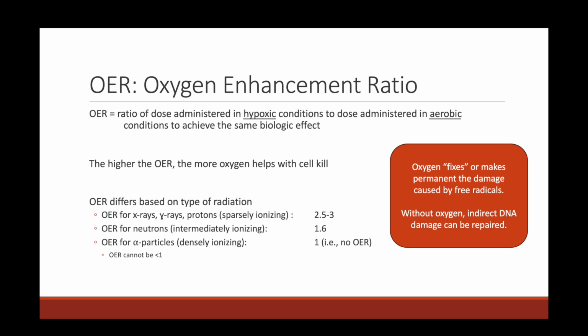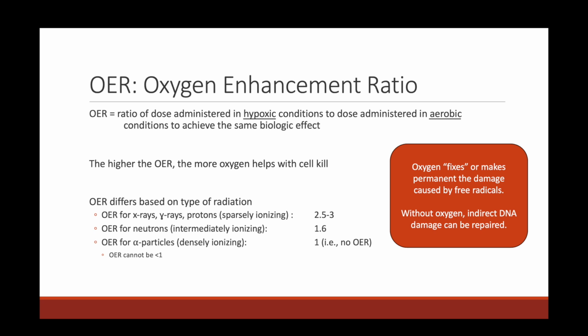So if oxygen is playing a huge role in helping the radiation to work better, then we're going to have to give less dose in aerobic conditions, decreasing the denominator, and we're going to have to give more dose in hypoxic conditions to get that same effect, thus increasing the numerator. So therefore, the higher the oxygen enhancement ratio, the more that oxygen helps with cell kill. So higher OER means that oxygen helps more with cell kill.